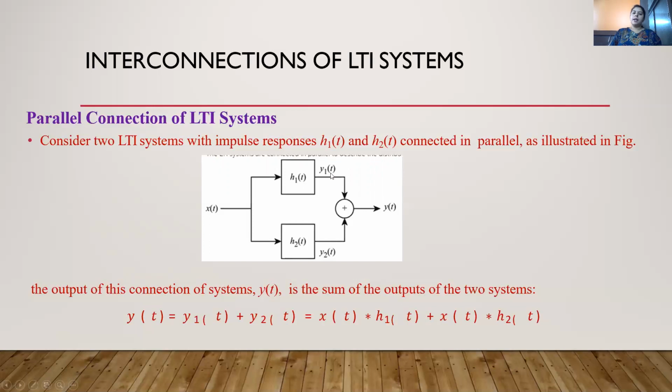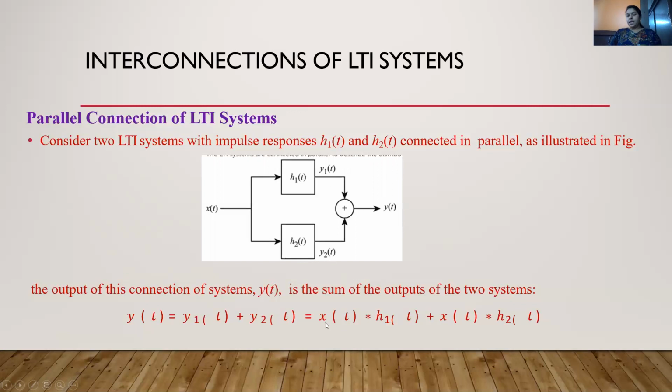Now we will see how to write the y1 of t equation. This is an LTI system, so obviously the output of the system is the input convolved with the impulse response, isn't it? So I can write y1 of t as x of t convolution h1 of t. That's what I wrote here. Plus the second output, y2 of t, I can write as x of t convolution h2 of t. Like this, I wrote the equations for both y1 and y2.